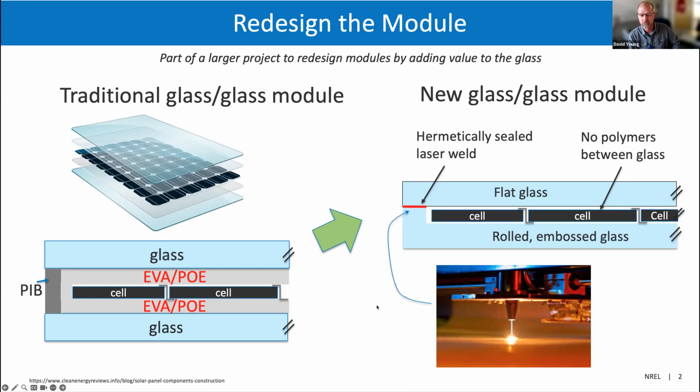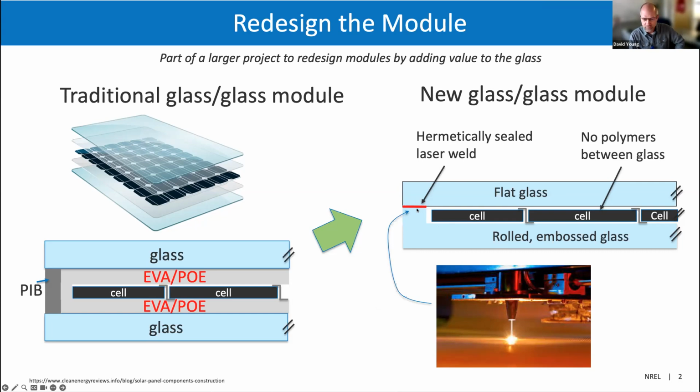And so what came out of it was a different kind of module that basically has a rolled or embossed element in the glass, and makes a little pocket for the cells to sit into, which also allows both the top glass and the bottom glass to touch each other. And then that gives an opportunity for that to be welded.